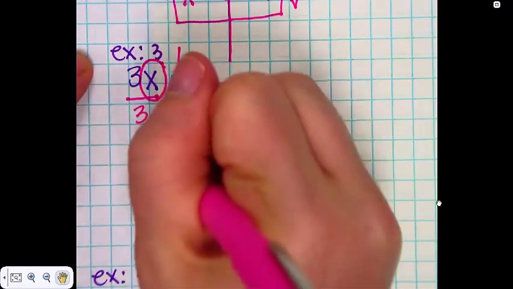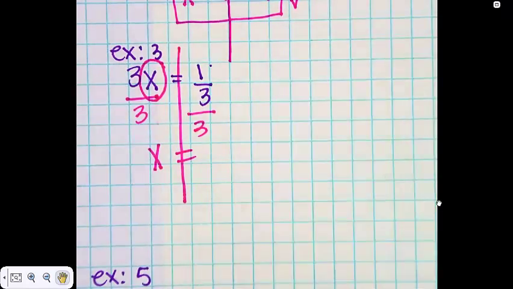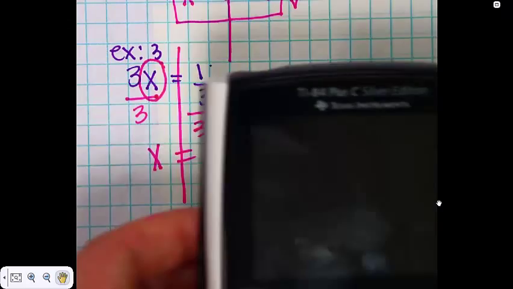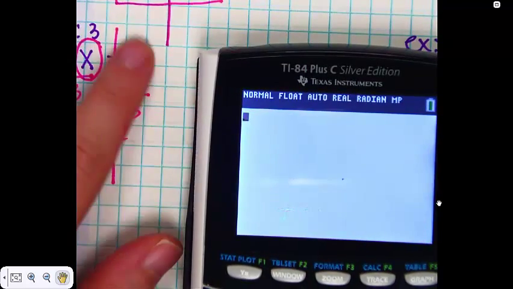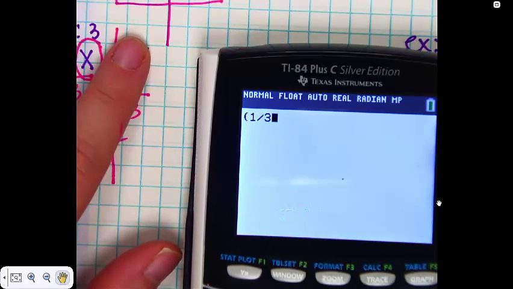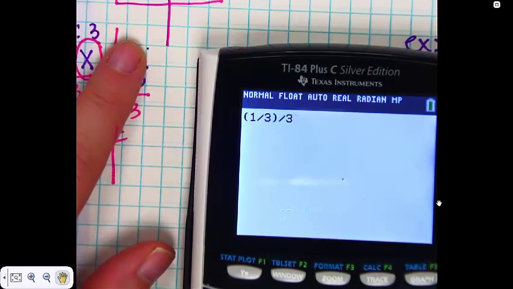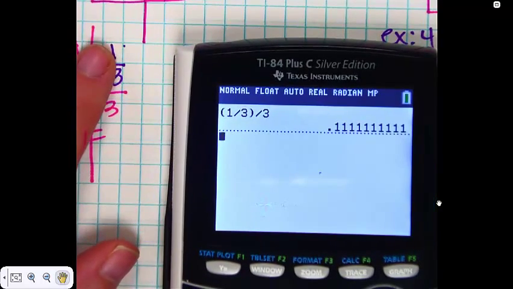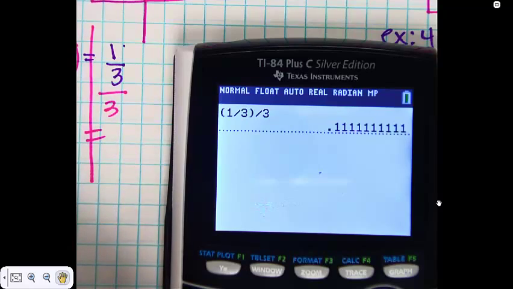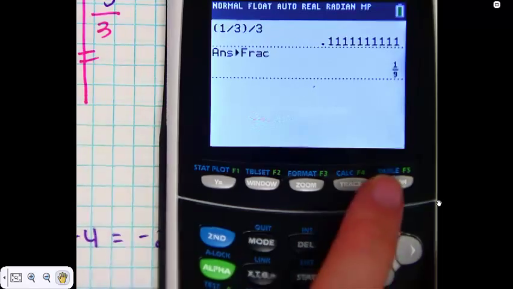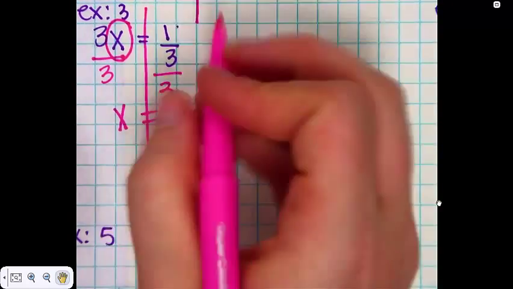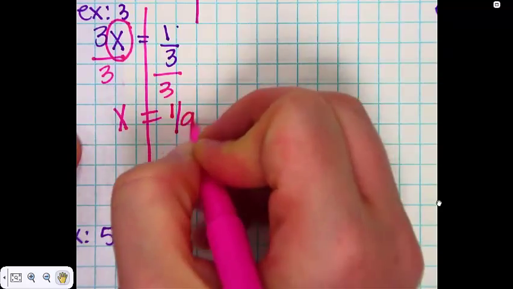Now, you might freak out and you'd be like, oh, I don't know what that is. That's okay, we have a calculator. So I'm going to do 1/3 in parentheses divided by 3. That gives me 0.11111. I'm not writing that as an answer, so I'm going to change it to a fraction. I'm going to hit math, enter, enter, and I end up with 1/9. So x equals 1/9.